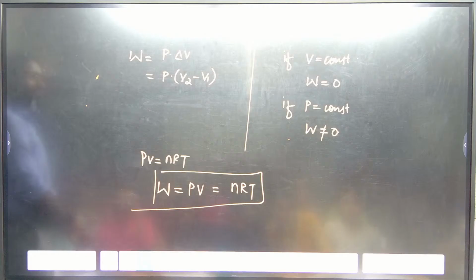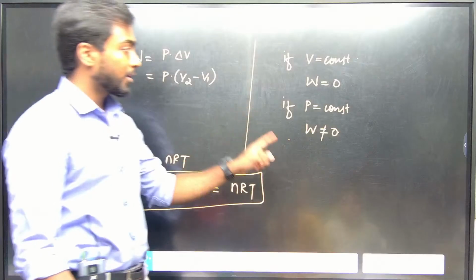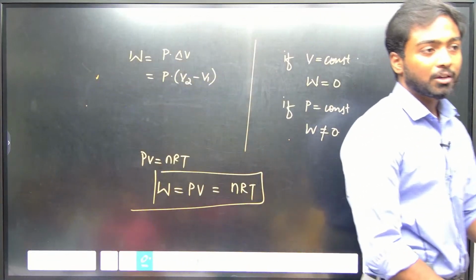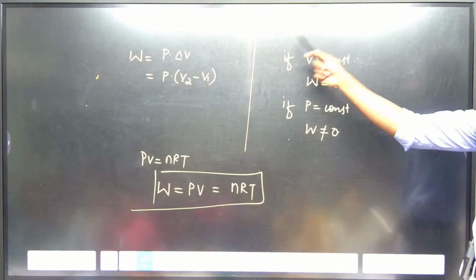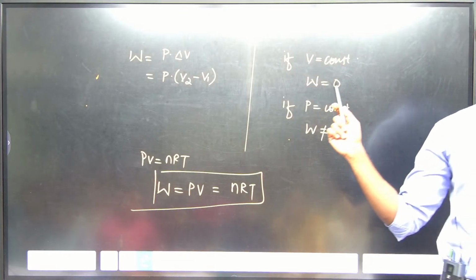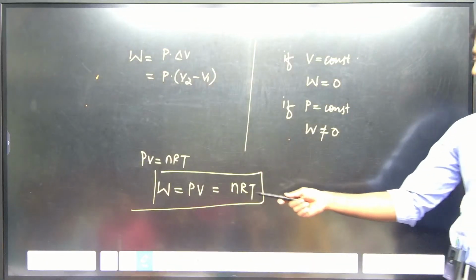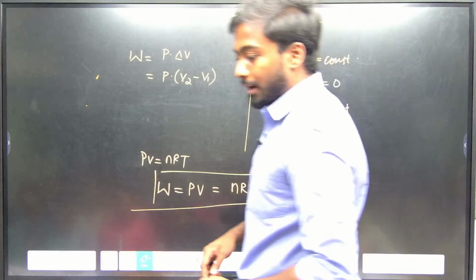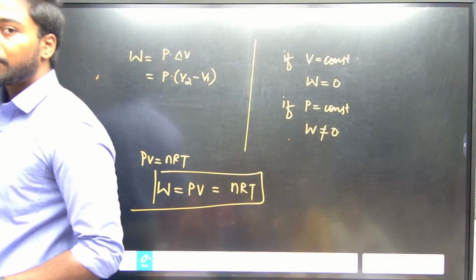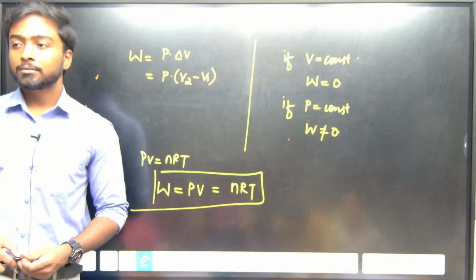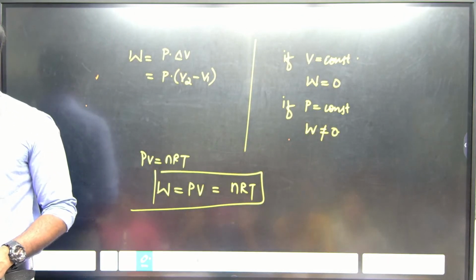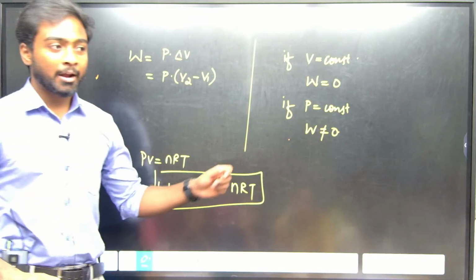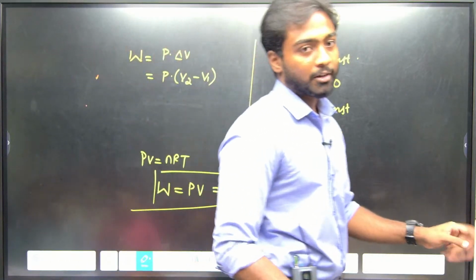So the second application is P dot delta V. The third application is if V is constant, work done will be 0. If P is constant, work done is not equal to 0. They might ask this in a theoretical question. And the fourth one is PV is equal to nRT, so in terms of PV I can substitute, work done is equal to nRT. And one more thing, like we talked about in work, energy and power, the area under the force and displacement graph will give work done. Similarly, the area under pressure and volume will give work done.